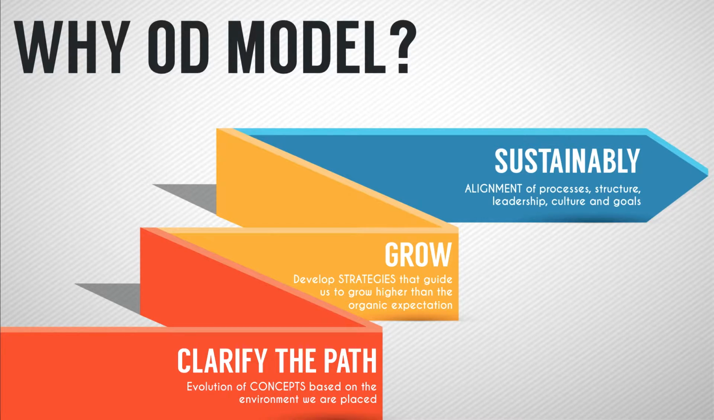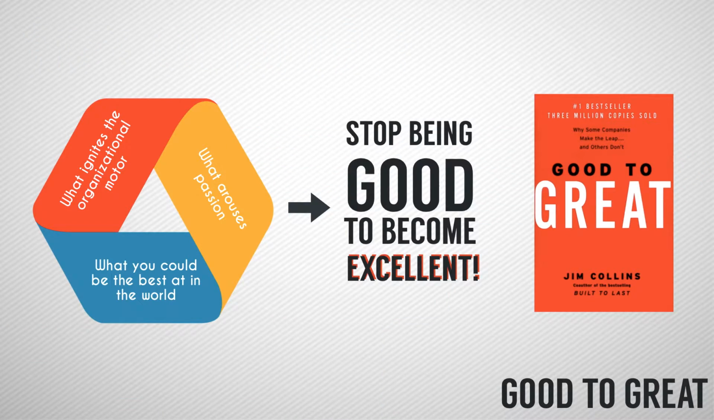So we have 3 points here. First, clarify the path, so we use concepts based on the environment that we are placed in. The second part is grow. We develop strategies that guide us to grow higher than the organic expectation, which is around 20% every year. We want our entities to grow more than that. And sustainably, we are aligning processes, structure, leadership, culture, and goals for each one of the entities based on this OD model, right? We have a theory basis, which is Good to Great, a book from Jim Collins.